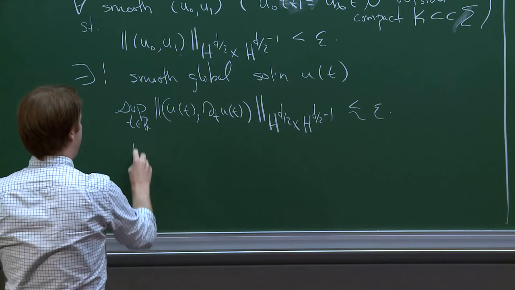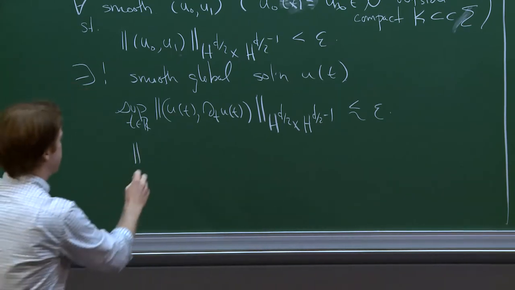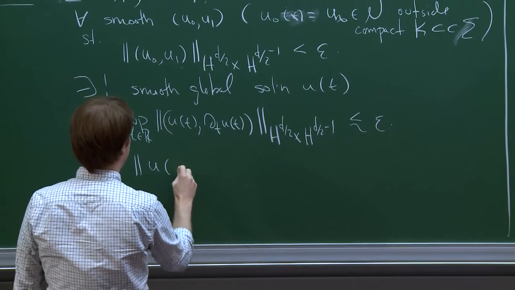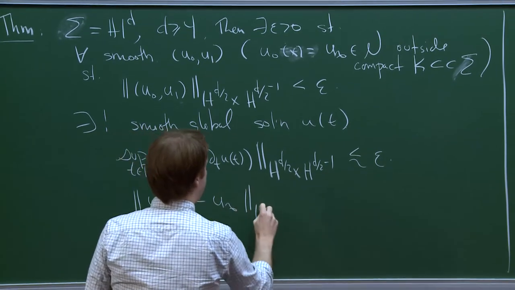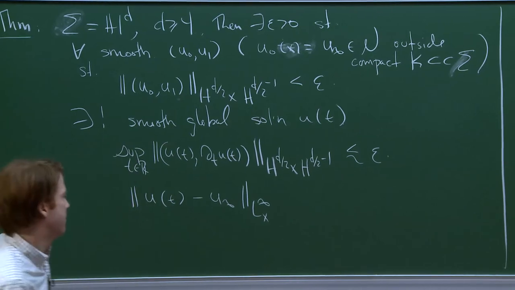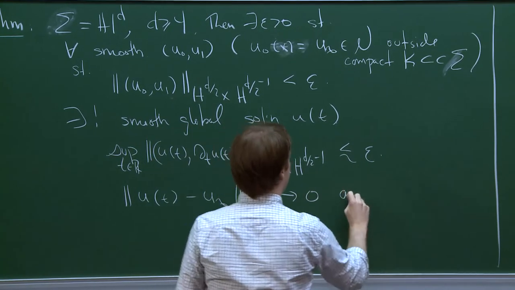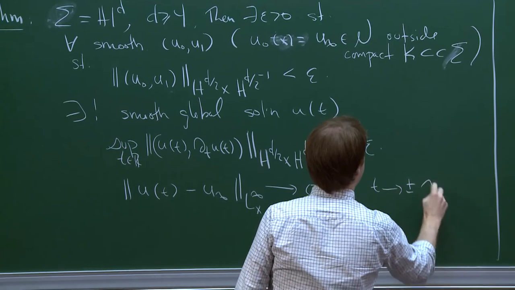And moreover, we have the following qualitative estimate on the asymptotic behavior of U. So U of t minus U infinity, measured in L infinity in space, converges to 0 as t goes to plus or minus infinity.